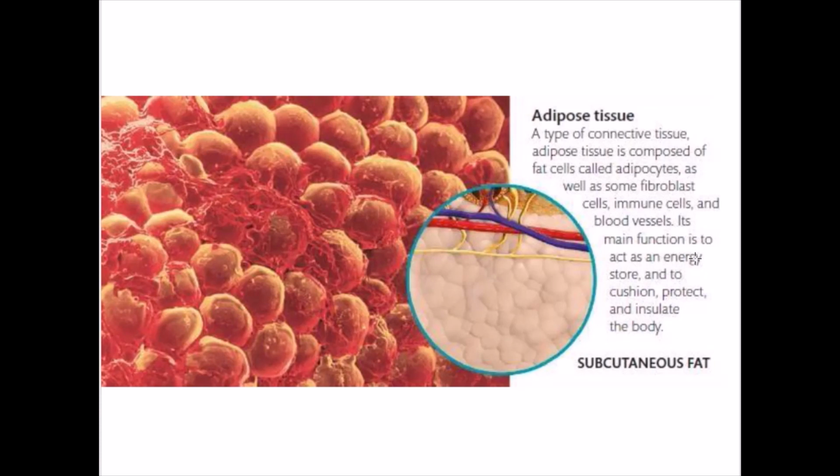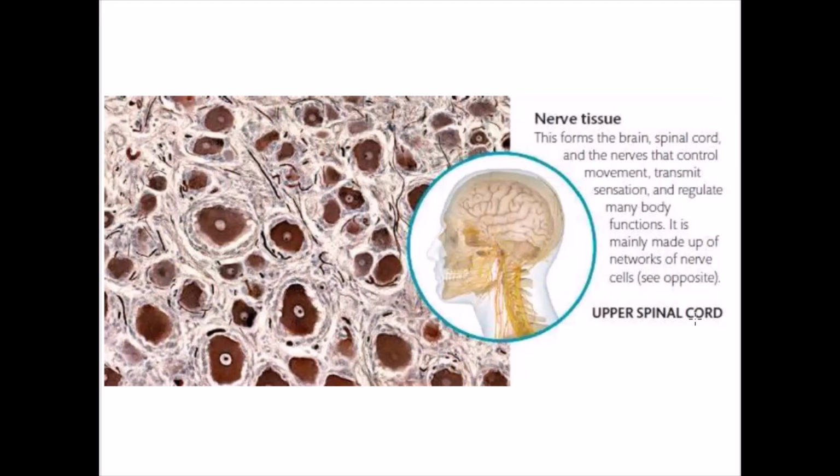Adipose tissue, this has the fat cells or what you call adipocytes, as well as some fibroblast cells, also immune cells and blood vessels, and their work is to store energy in form of fat because it can be used when the stores of carbohydrates have been exhausted, and they also insulate the body and give it heat, especially in cold. That is a subcutaneous fat.